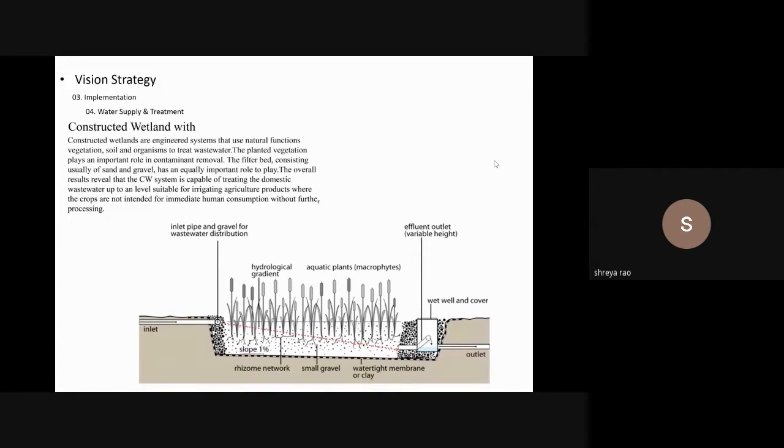Another strategy could be a constructed wetland with horizontal subsurface flow, where the water flows horizontally in the ground. Based on papers I read in Egypt, this works quite well, and it can be implemented in the residential area as well as in the phosphate company to reuse the grey water and have a more sustainable water balance in the city. The next slide.